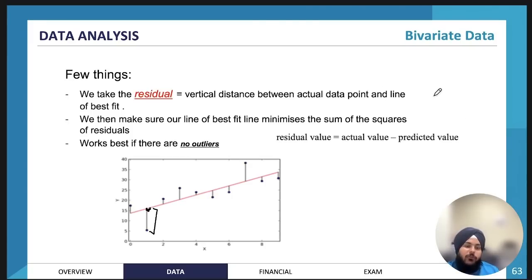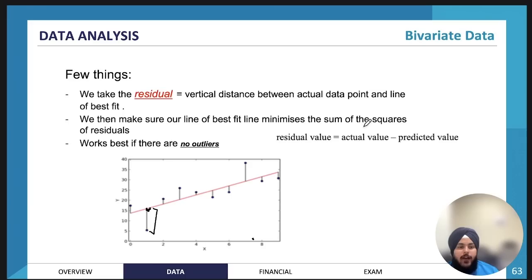Essentially what the residual tells you is how different the actual value is from the predicted value, or how far away the actual value is from the predicted value. And it only works best if there are no outliers, because if there are outliers, that outlier might be over here, but it's an outlier, that's why it's going to disrupt the value.